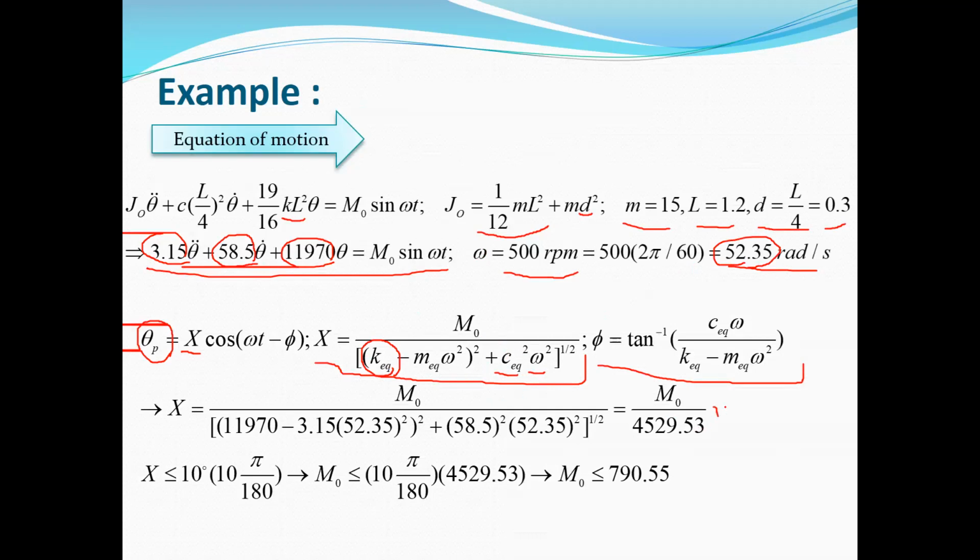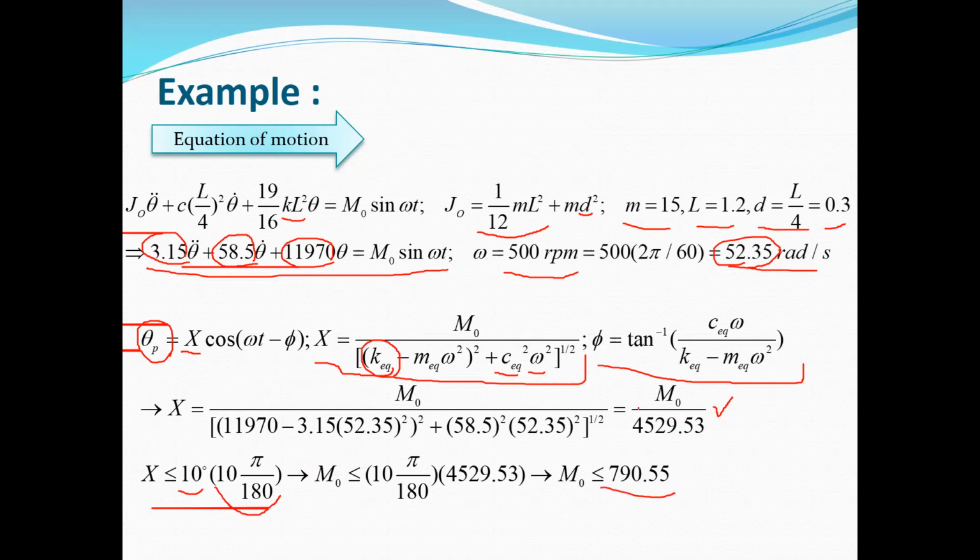So you only need to substitute the numerical values and simplify. And finally, we can extract this equation for the amplitude. This amplitude must be less than 10 degrees, or the maximum value for the amplitude is 10 degrees. So we need to convert it into radian. For this purpose, you need to multiply by pi divided by 180. And this is the radian value for the degree.